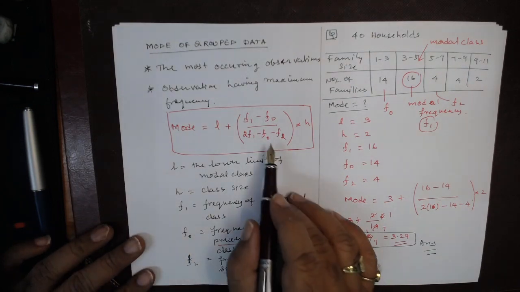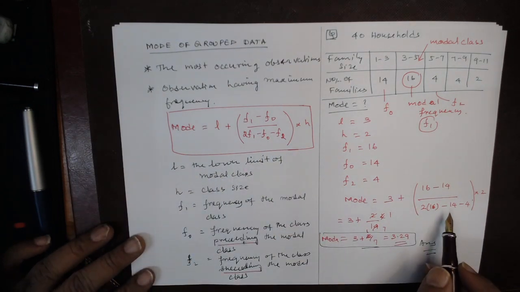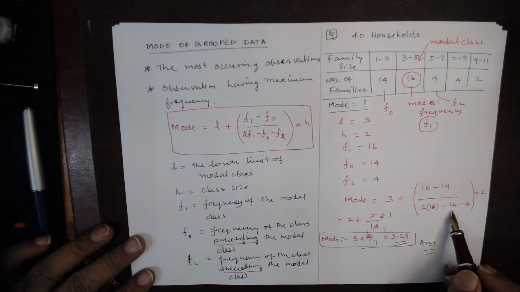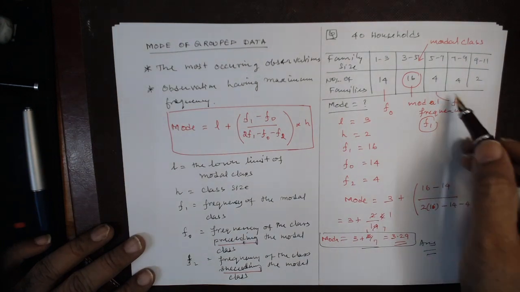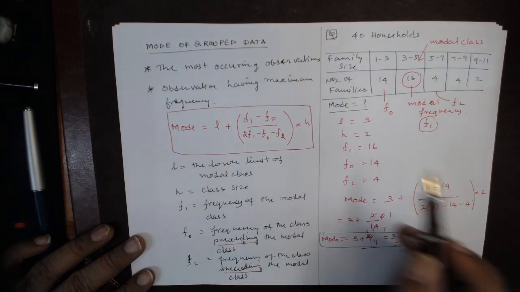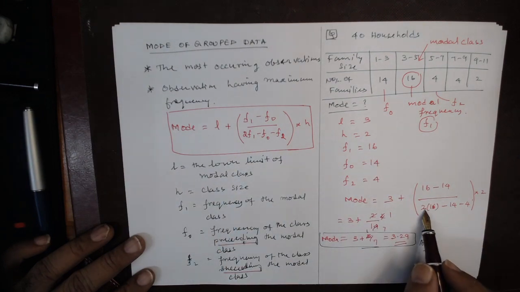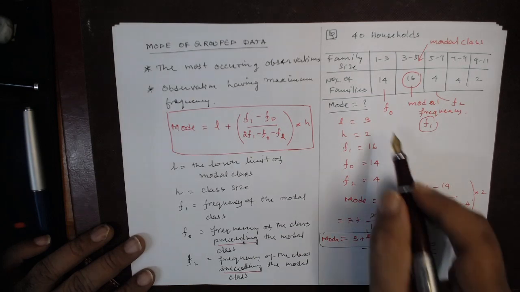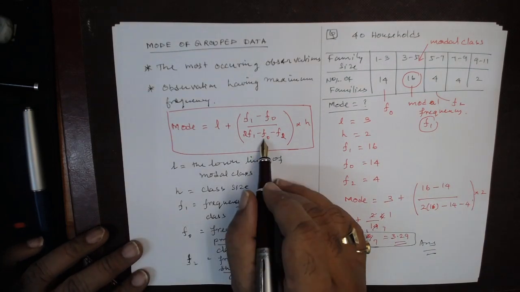Okay. F naught. So F naught is how much here? 14. So 14. F2 is 4. So minus 4. 2F1 means 2 times the F1. So 32. 2 into 16. You have to follow the formula.